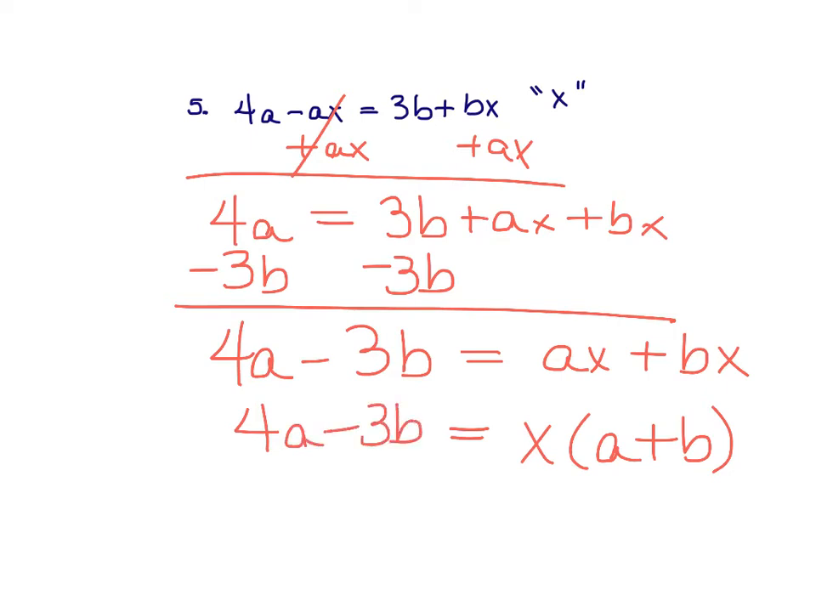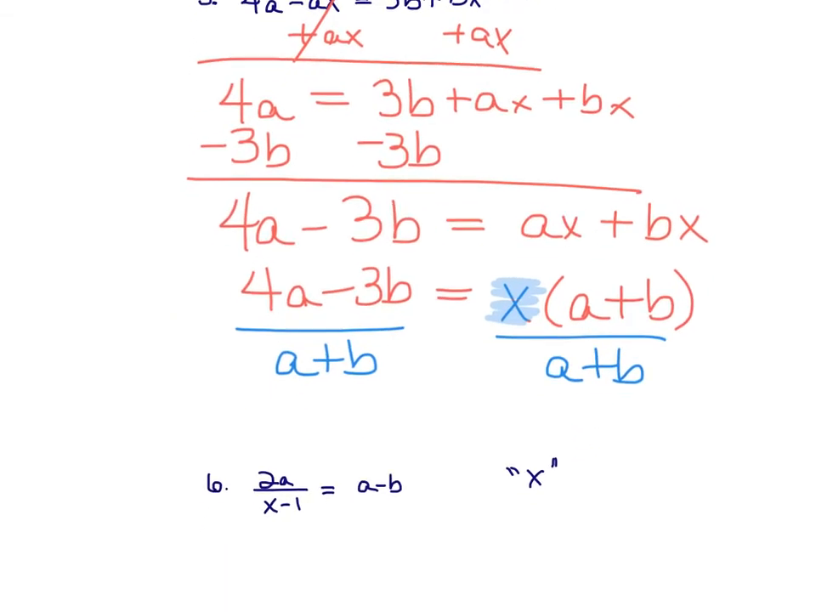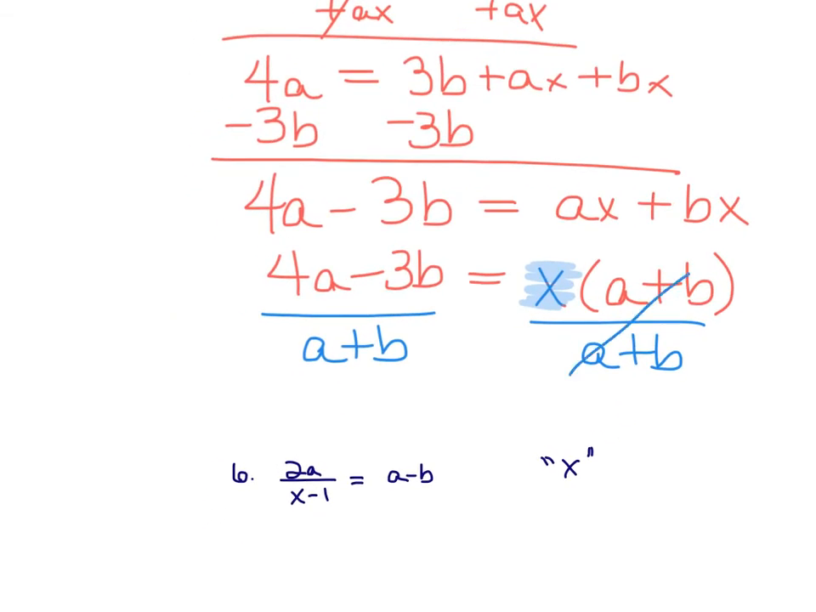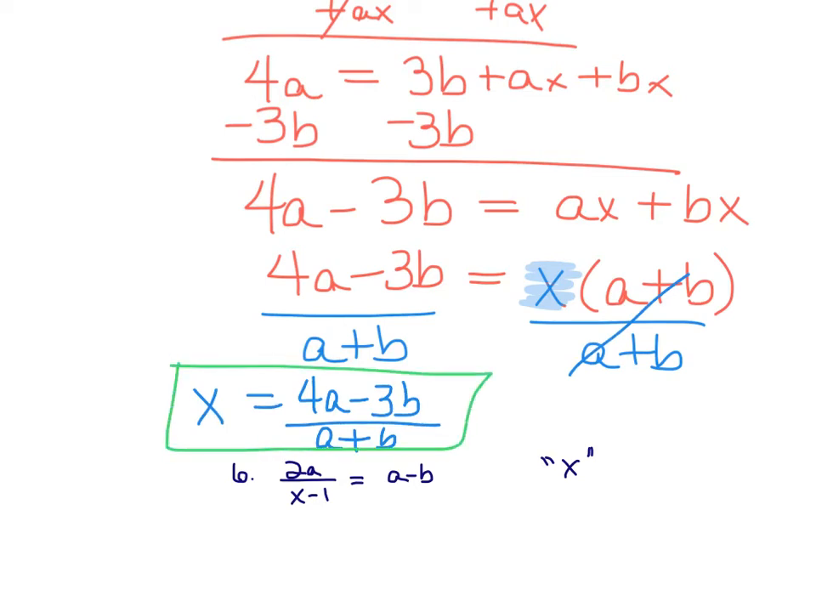Again, you want x to be by itself. So I'm going to divide both sides by a plus b. It cancels, and you're left with x equals 4a minus 3b over a plus b. I can't cancel anything because again the 4a and the 3b are attached.